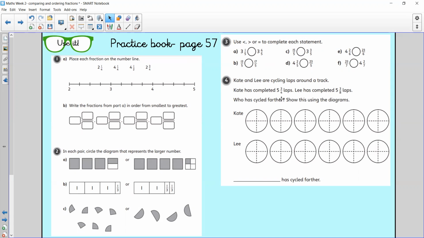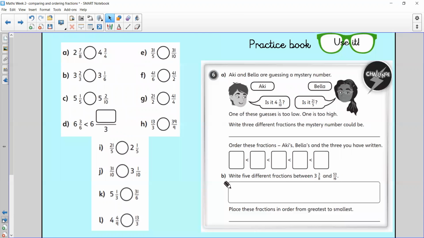Wonderful. Question 4 then. Who has cycled farther? So they've given you some diagrams to fill in to help you. You want to show Kate 5 3/4, and then Lee 5 3/8. So just look at that. You've got different denominators. So what are you going to have to do to Lee's to see who has cycled further?